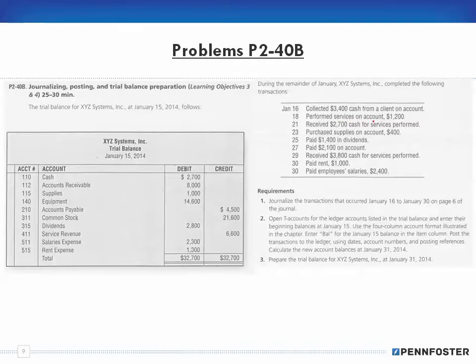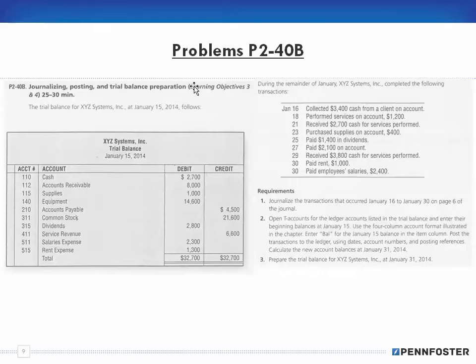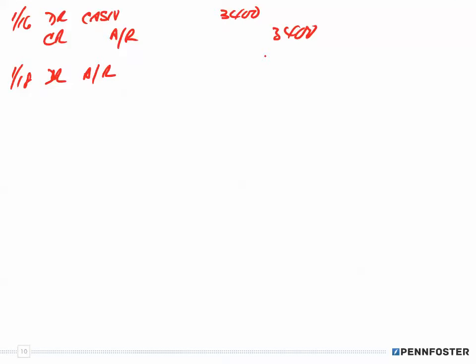Perform services on account, right? So am I collecting cash? No. Am I affecting accounts payable or accounts receivable? Well, yeah, it's on account. And since I'm performing services, it's for a client, so I'm going to debit my accounts receivable for $1,200. That means I have to credit something else, and since I'm performing services, that's service revenue for $1,200.